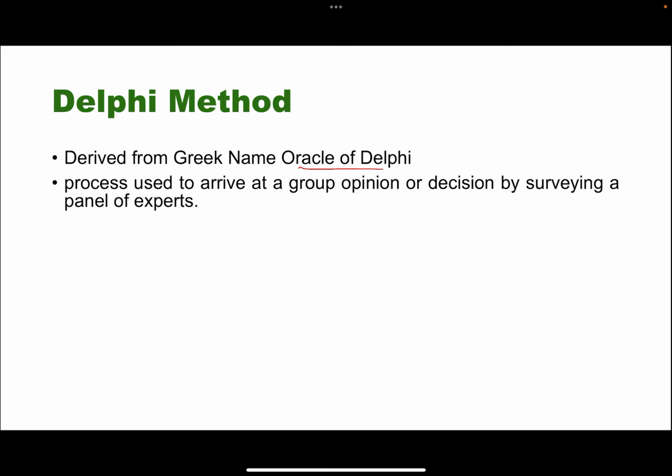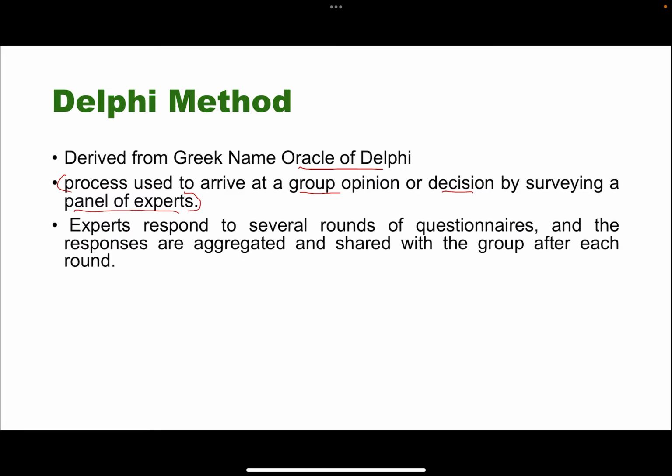And next is the most important method coming under the quantitative method, that is the Delphi method. It is derived from the Greek name Oracle of Delphi, one who predicts the future. This process is used to arrive at a group opinion or decision by surveying a panel of experts. Okay, this is similar to the expert opinion method, but slightly different. Here also you are relying upon a panel of experts.